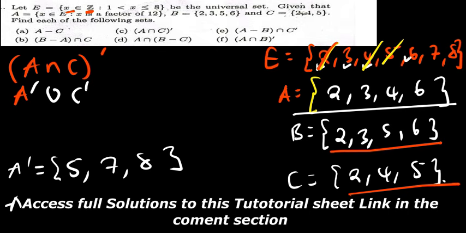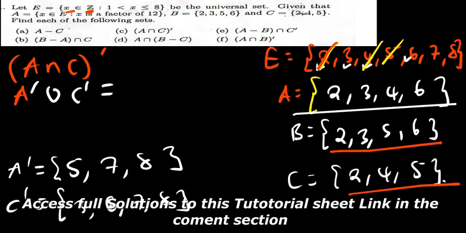Then let's also write C complement, the numbers that are not in C. 2 is there, we can write it. 3 is not there, we'll write it. 4 is there, we can write it. 5 is there, we can write it. 6 is not there. 6, 7, 8. When we're talking about union, we are just getting the numbers that are in A complement or in C complement. It is not complicated at all.